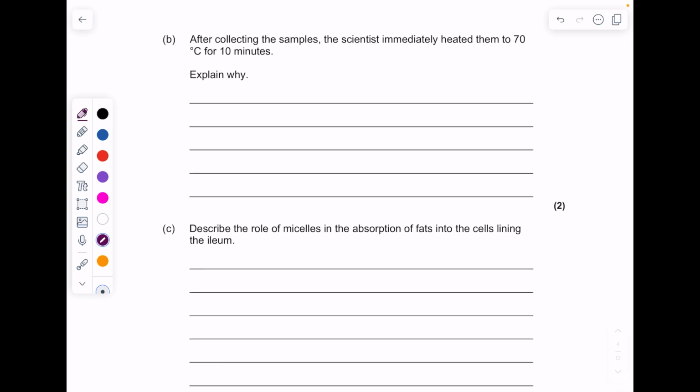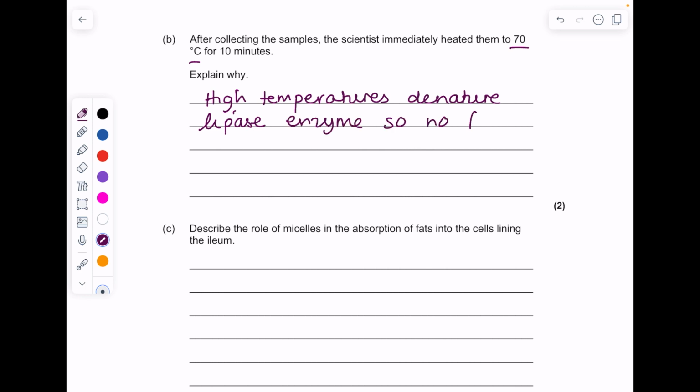After collecting the samples, the scientist immediately heated them to 70 degrees for 10 minutes. Explain why. As soon as we talk about high temperatures, we need to talk about enzymes. So high temperatures denature the lipase enzyme, so no further digestion or hydrolysis can take place.